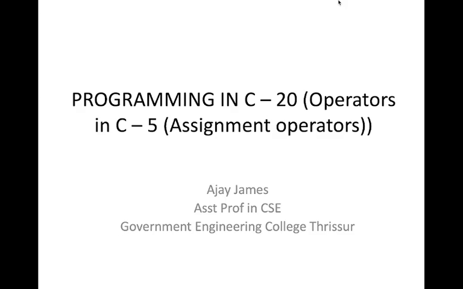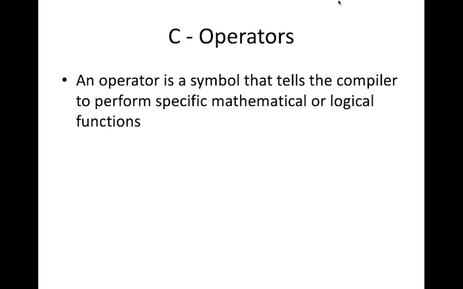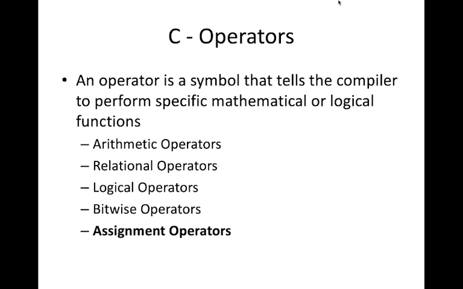Hello all. In this lecture we will see about assignment operators. This is the fifth session on operators in C. We have already seen what an operator is: a symbol which is used to perform some mathematical or logical functions. We have already seen arithmetic operators, relational operators, logical operators, and bitwise operators.